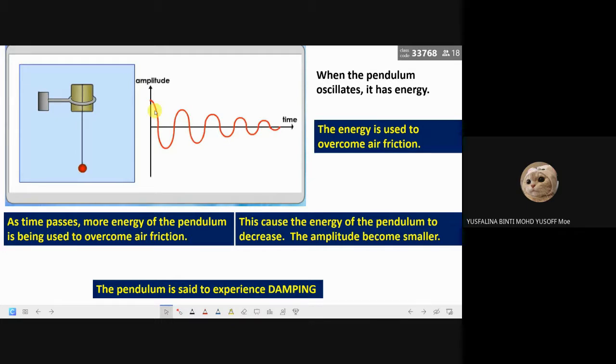So amplitude, remember, represents the energy. When it oscillates more, there will be more loss of energy because it needs to overcome the air friction. Then when there is no more energy, because it is already lost to the surroundings, there will be no energy left to overcome the air friction. So it will stop, right?